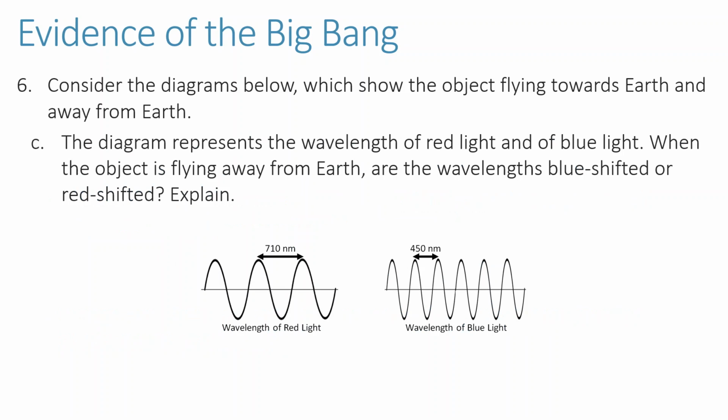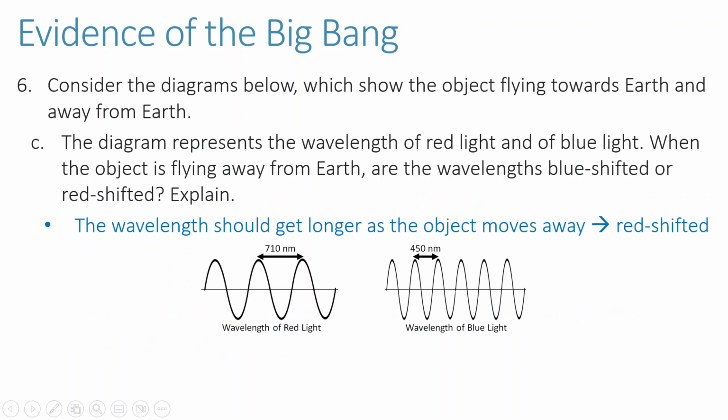So the diagram represents the wavelength of red light and blue light. Red light has a longer wavelength than blue light. When the object is flying away from Earth, are the wavelengths blue shifted or red shifted? We know that when the object is flying away from Earth, its wavelengths are going to get longer. So we call that red shifted. It's not that the color of the light or the waves becomes red, it's that the wavelength is getting longer, more red-like, longer wavelength.